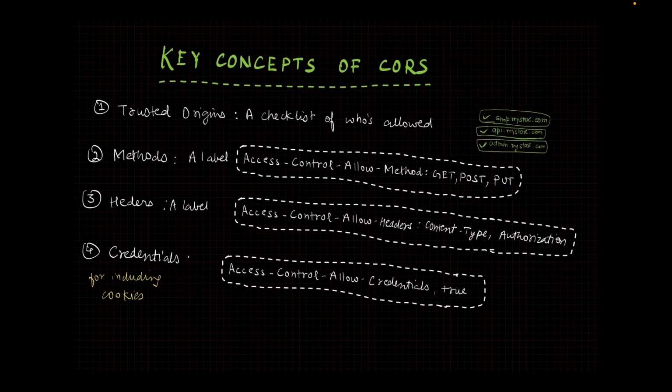So, key concepts of CORS. There are four key concepts. There is a trusted origin, like from what origin the request can be served. Then we can specify what methods we are allowing the clients to access, like GET, POST, PUT, DELETE or whatever. This is controlled by Access-Control-Allow-Methods. Similarly, there is a header for headers also, Access-Control-Allow-Headers, and there we can specify multiple header options. Here for example, we are allowing Content-Type and Authorization. There is also one for credentials, for including cookies or other stuff. This is enabled by Access-Control-Allow-Credentials with the true option.